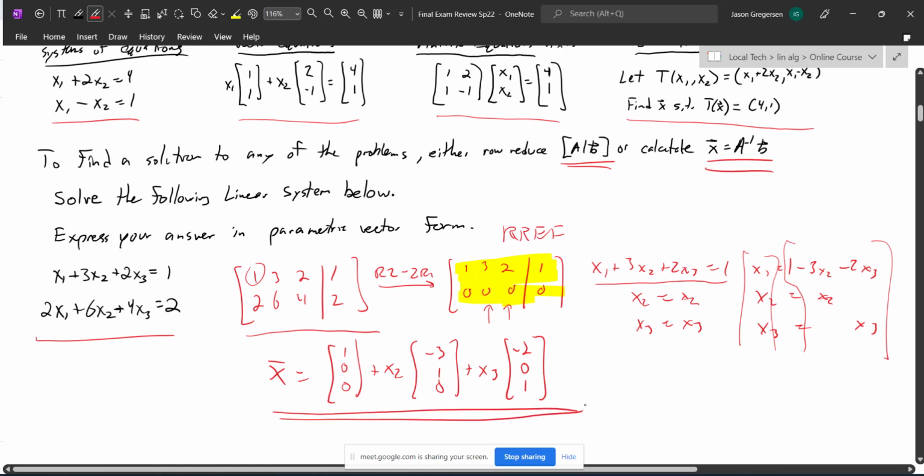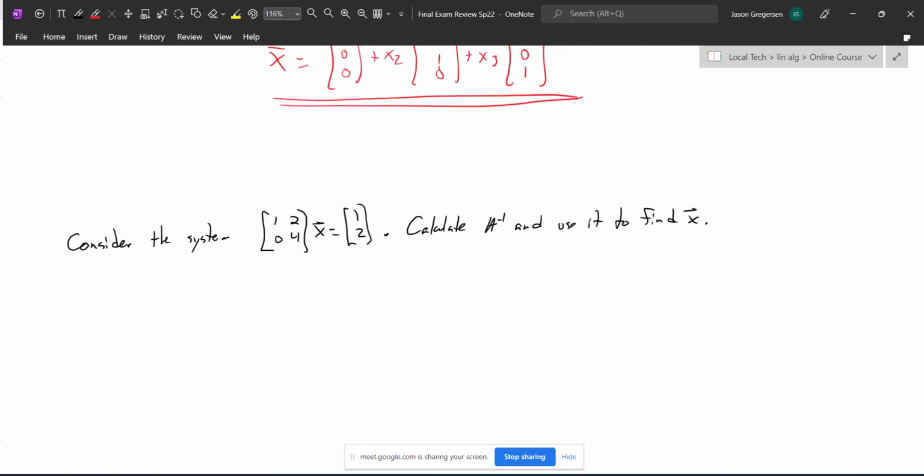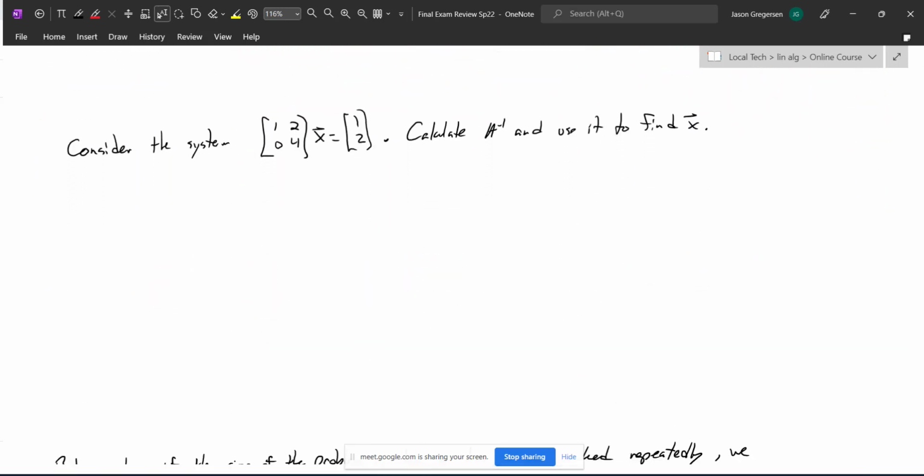Any questions about that first example, solving linear systems and writing your answer in parametric vector form? All right, that's one way we can solve these systems. Another way we could solve is by calculating the inverse matrix and solving that. Now, not every matrix is invertible, but some are.